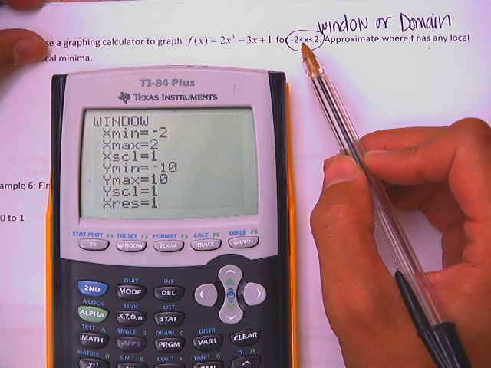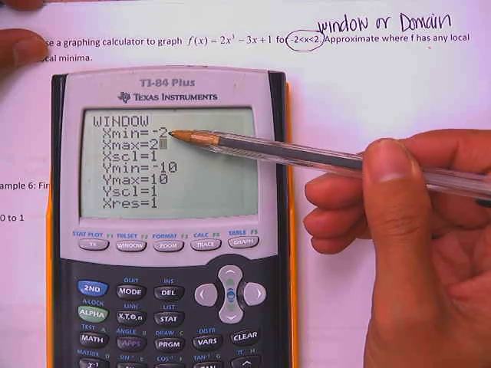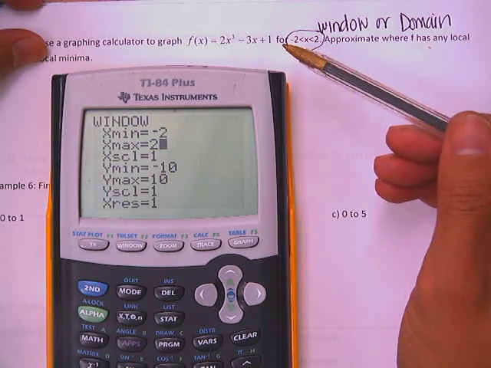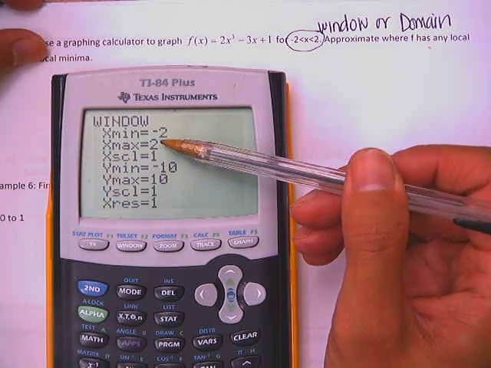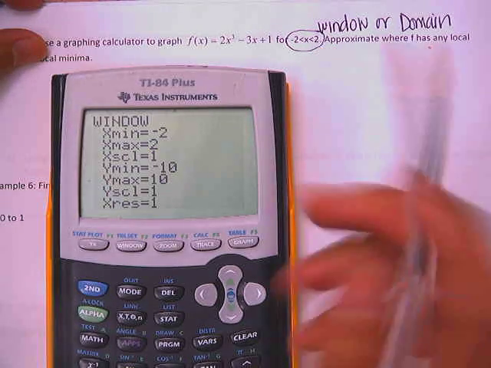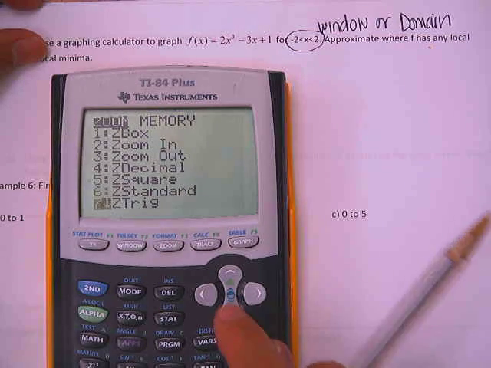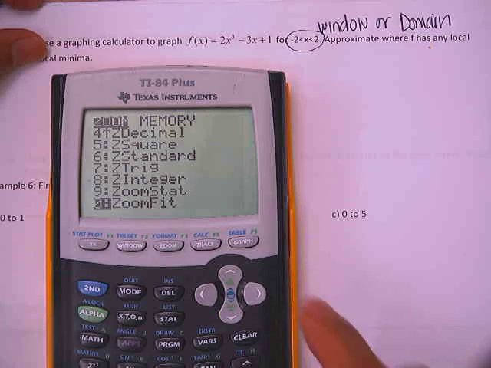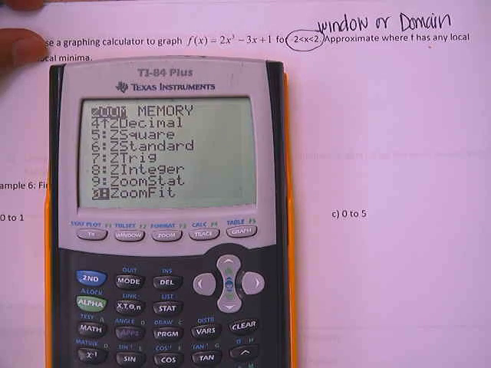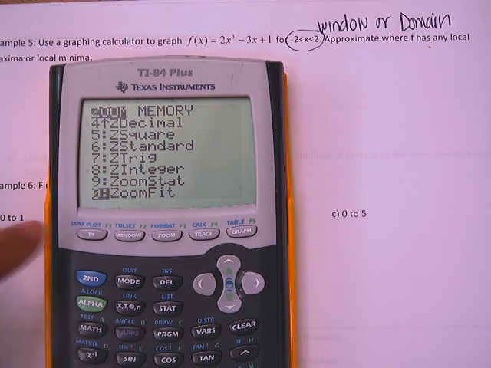Like super important, okay? Once you have entered in an x min of negative 2 and x max of 2, then I want you to hit zoom. Because we did enter in the x min and x max, it's not standard, it's zoom fit, okay? It's not the standard zoom. So go to zoom fit, which is 0, and hit enter.